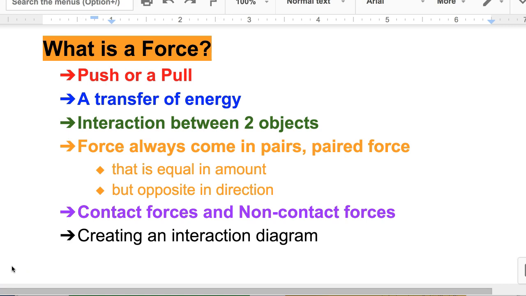So now we're going to take it a step further and look at types of forces. Contact forces, that's when two objects come into direct contact with each other, like the bathroom scales did. And non-contact forces, like gravity, where you could jump off the earth, but gravity is still pulling you down. It does not have to be in contact for that force to be exerted or that energy to be transferred. And when we have a scenario of what's going on, we're going to create an interaction diagram that shows these interactions between objects and the forces between them.